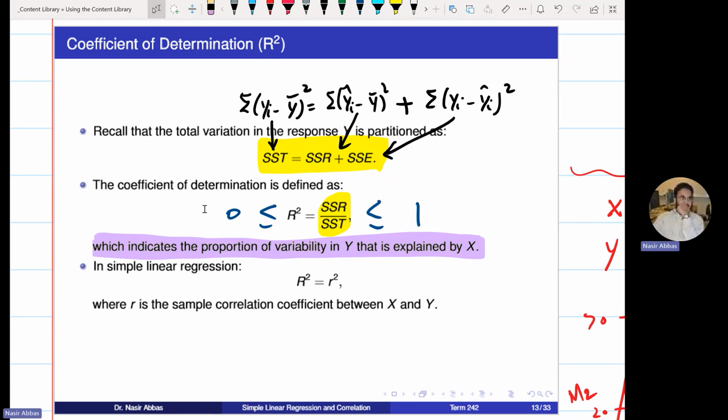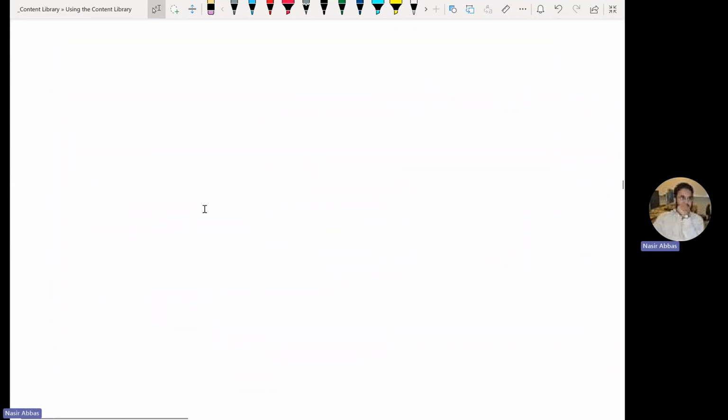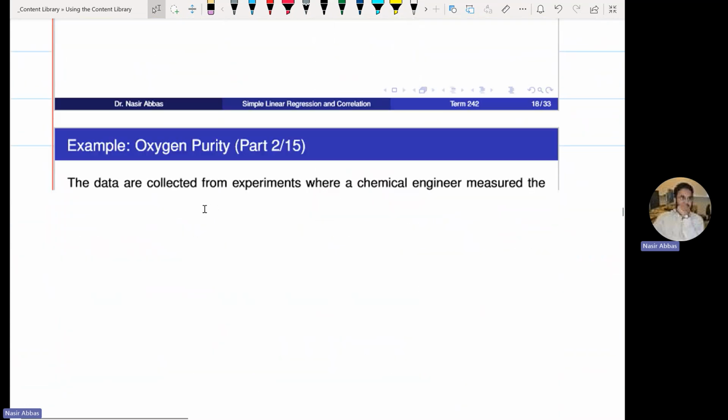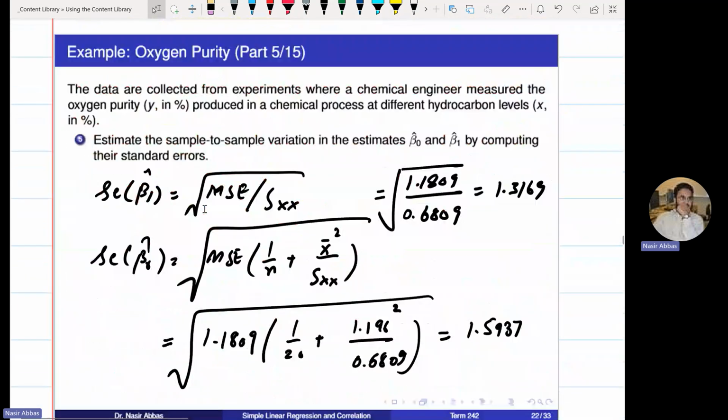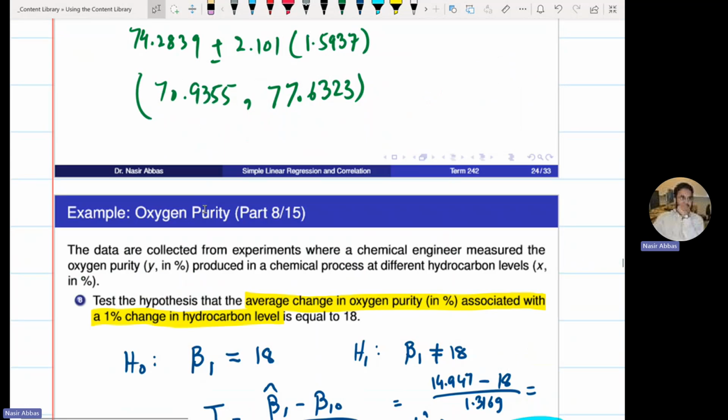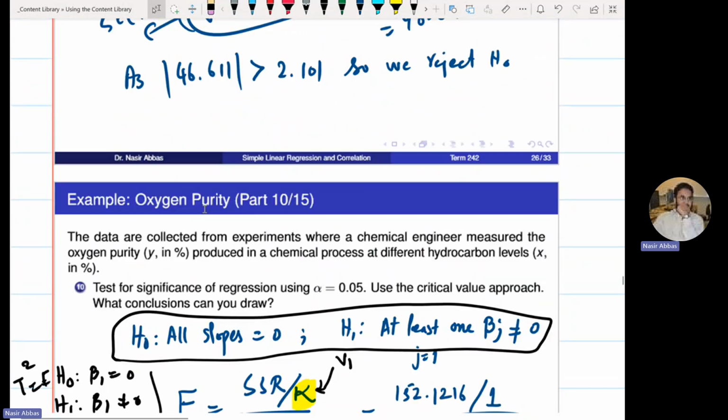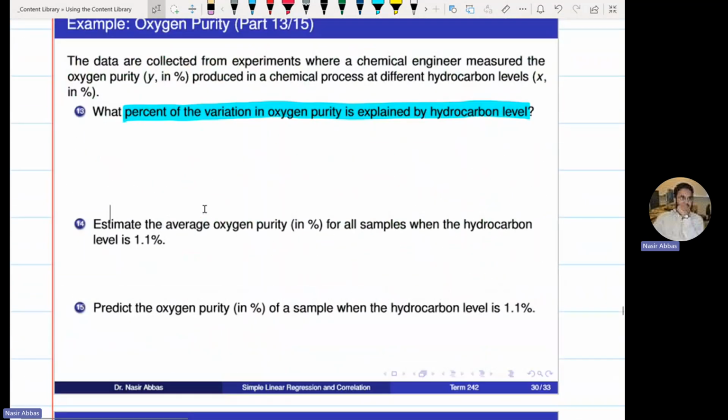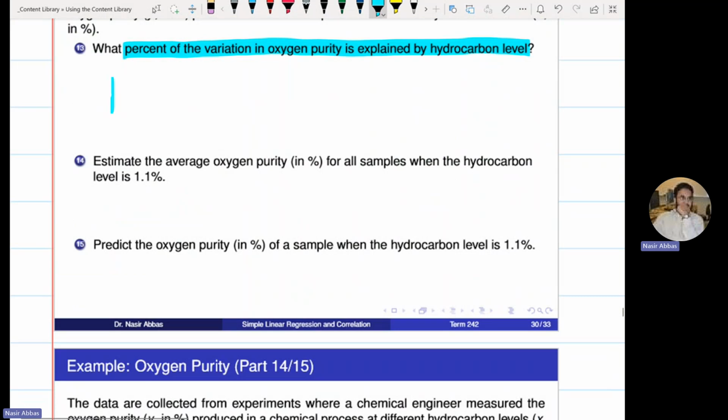R square is SSR divided by SST. So this is what you are supposed to find. Luckily, it is equal to the sample correlation square. So if you already have sample correlation, just square it. You will get R square. Or you can find it using the formula R square equals SSR divided by SST. SSR, SST, I think we already found all of them.